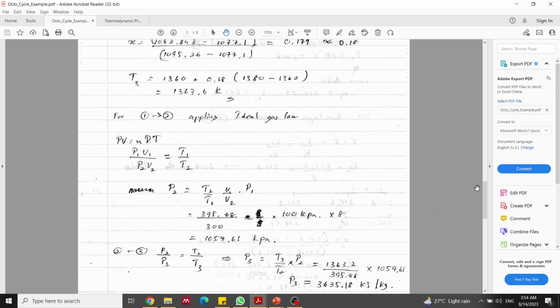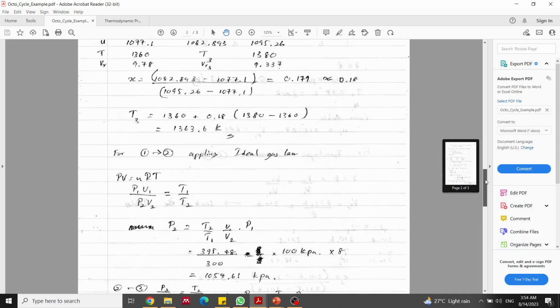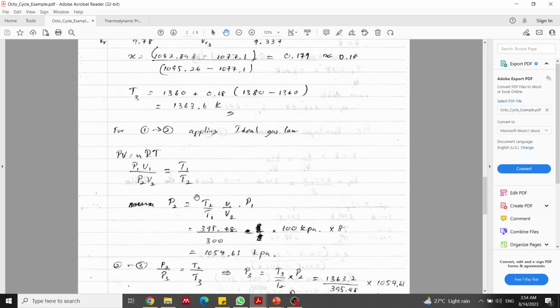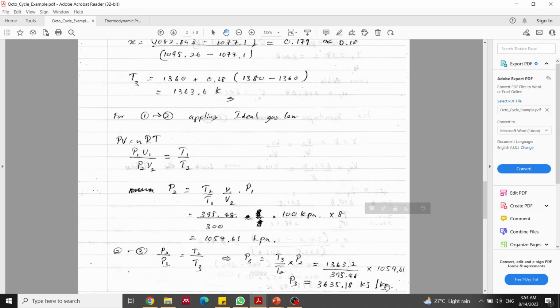Then the same way we can apply it for the 2 to 3 process as well. If we work it out, we will be left with this equation. With that we can figure out the P3 value as well, right? So this is the P3 value. So the first part is done. We have calculated the maximum temperature and maximum pressure of the process, right?